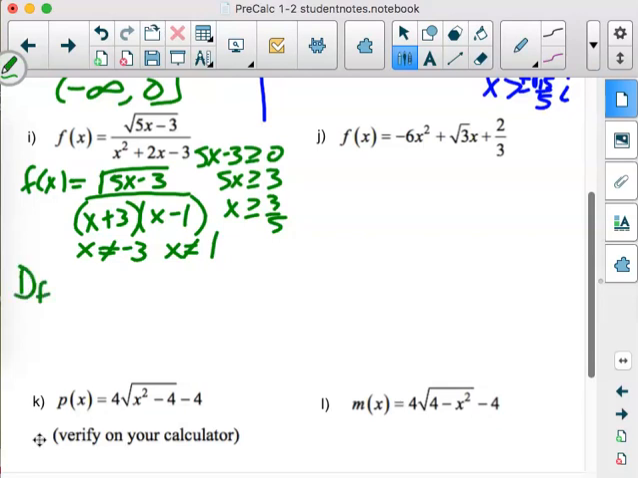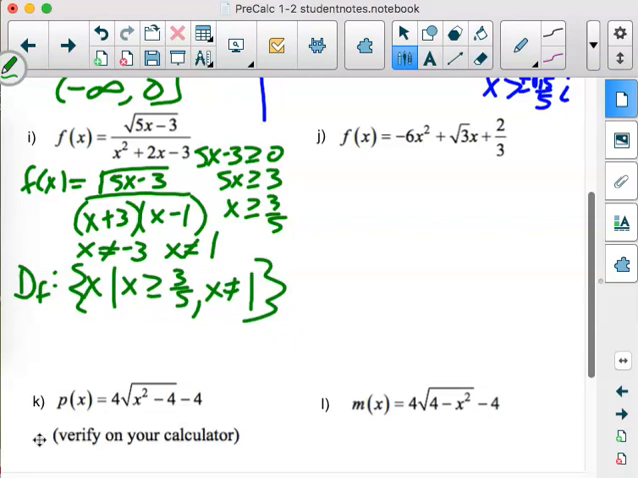So the domain of f for this one is the set of all x such that x has to be greater than or equal to 3/5, but don't let it be equal to 1. And that will take care of it. Because on the number line, we're not going to worry about negative 3. We're never going to be there. We're going to be at positive 3/5 and moving to the right forever.